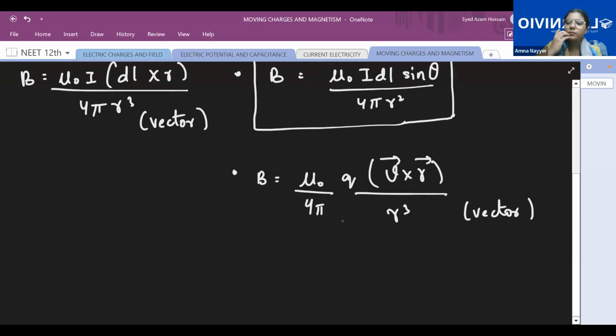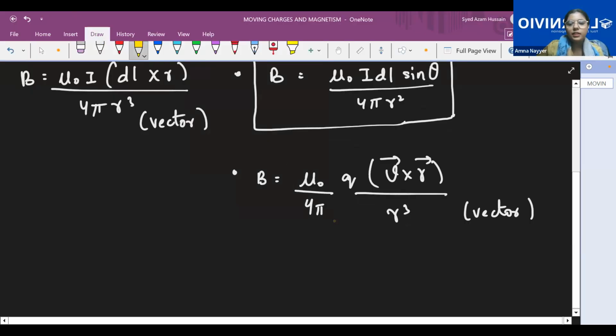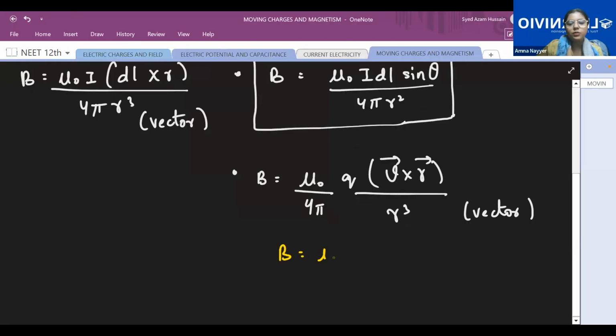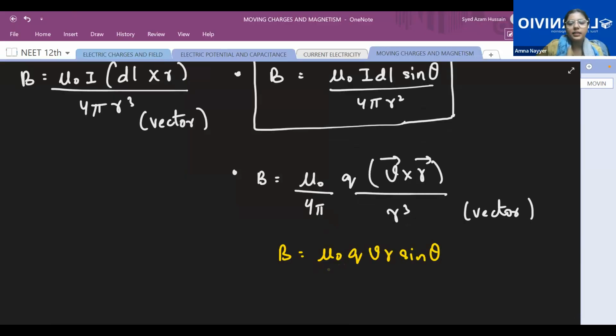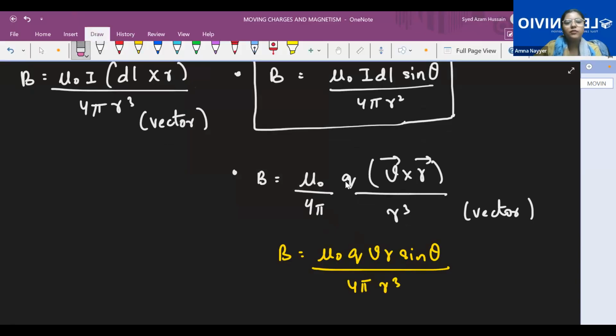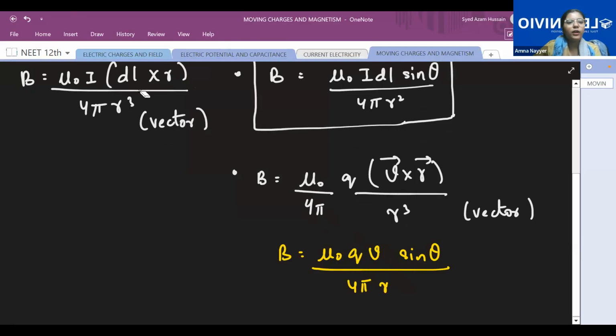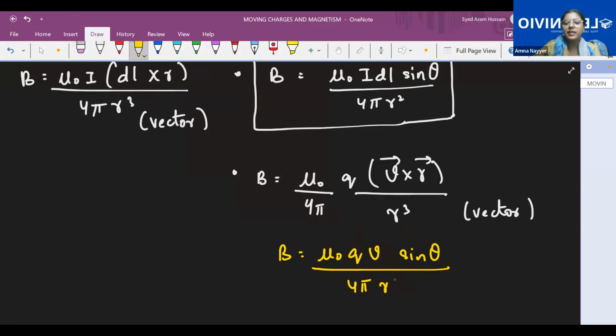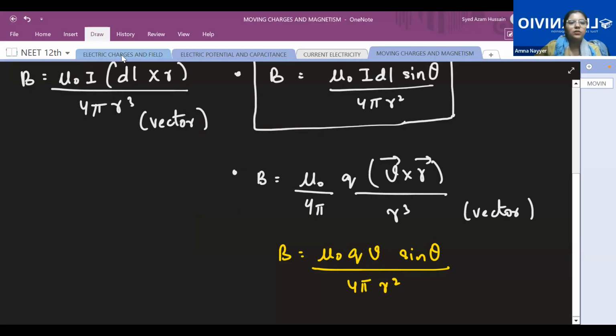One more formula. When you expand it, you can simply write B is equal to mu naught Q V R sin theta divided by 4 pi R cube. This is what you can write when you open up the bracket. Or, in order to remember it and when you are solving for the NEET paper, you can avoid the R also. You can simply write V sin theta divided by R square. That will also be correct. Okay, that is your Biot-Savart law.